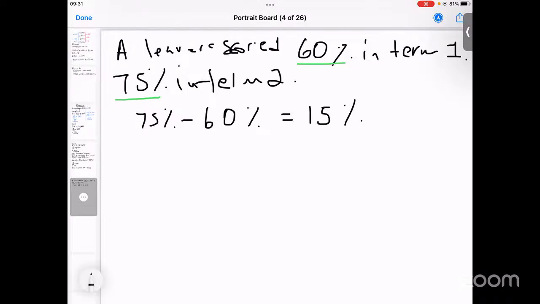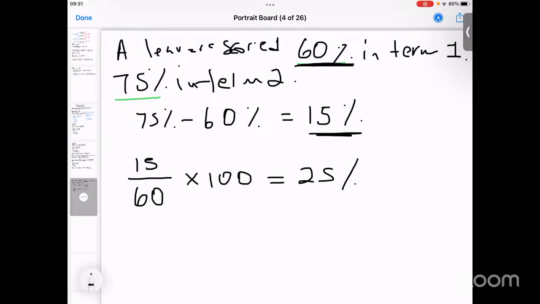Can you see? So now it therefore means, you see this small percentage and that increase. So that means you're going to say it has increased by 15 from 60, and then you multiply this by 100 and it's going to give you 25%. So that means from 60% to 75%, it is an increase of 25%.